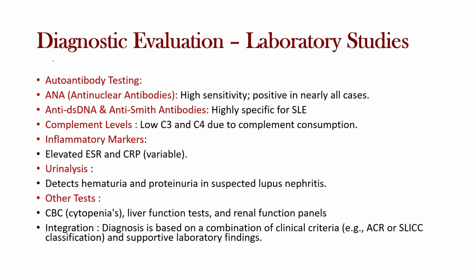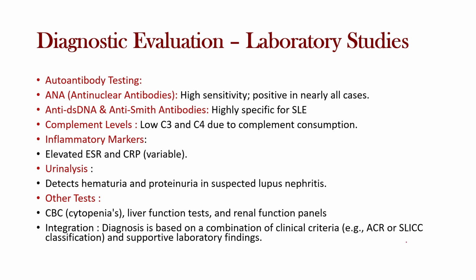For the diagnostic evaluation, you'll need some labs. ANA is highly sensitive, positive in nearly all cases. Anti-dsDNA and anti-Smith are highly specific for SLE. Low C3 and C4, and inflammatory markers, ESR and CRP, will be high. In the urine analysis, if we detect hematuria and proteinuria, we will suspect lupus nephritis. And in CBC, we have cytopenia: low platelets, low leukocytes, and low RBCs.